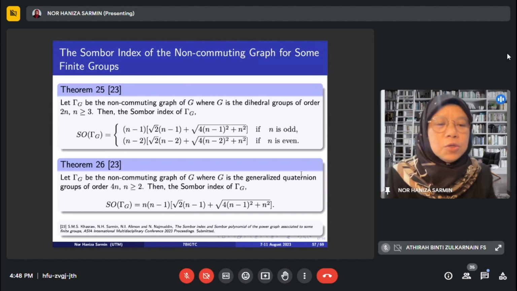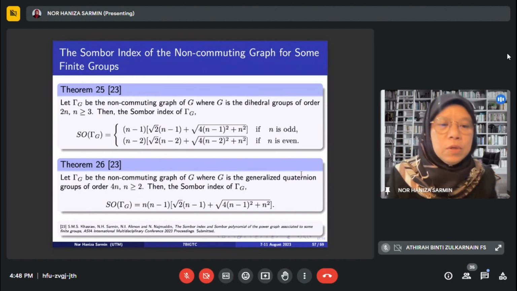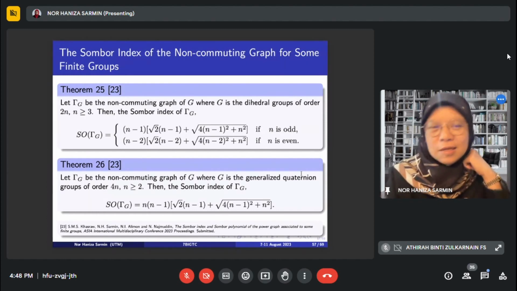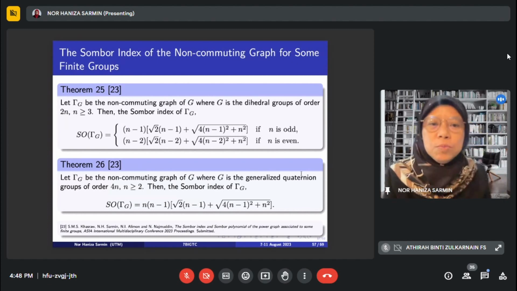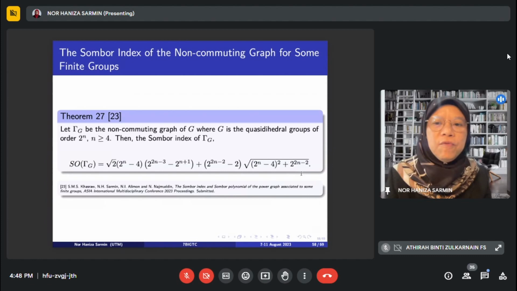The last one is the Sombor index. This is our work with Dr. Sanhan from Iraq. I think Dr. Sanhan is here. For the non-commuting graph for some finite groups, we did this for dihedral groups and for generalized quaternion groups, also for quasi-dihedral groups.